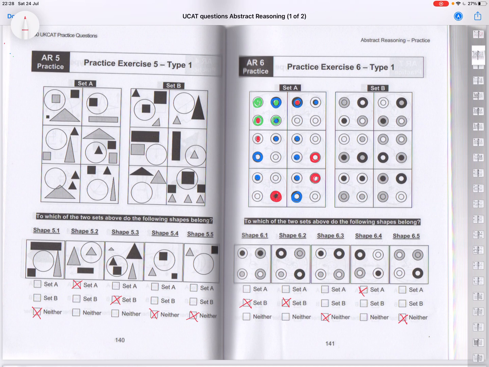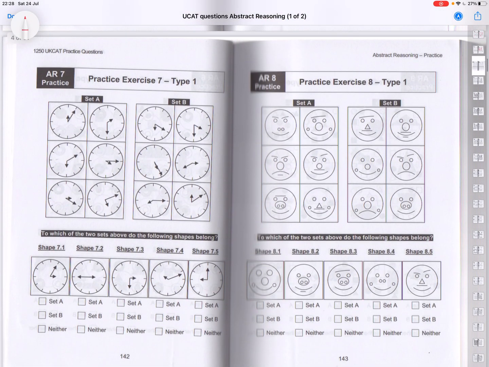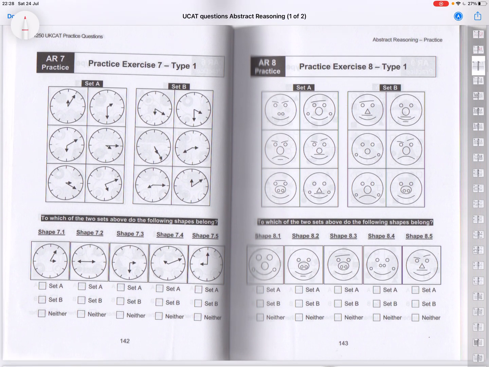Let's move on to exercise number 7, clocks. And your 1 minute starts now.